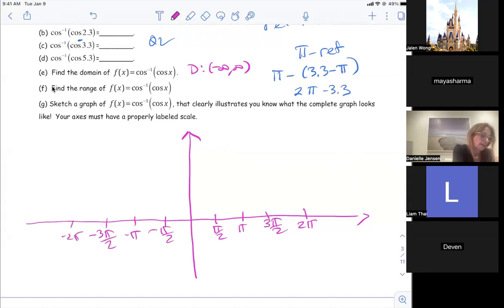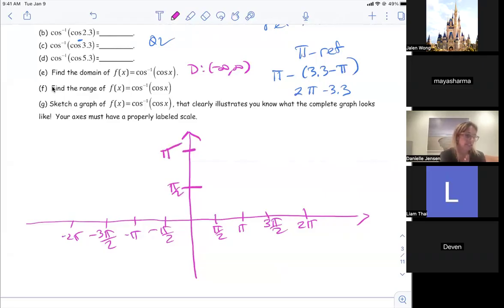And then what is the range of this function, inverse cosine of cosine of x? I got it was 0 to pi. 0 to pi, right? So that means the range is quite limited. It's just between 0 and pi, with pi over 2 in the middle.